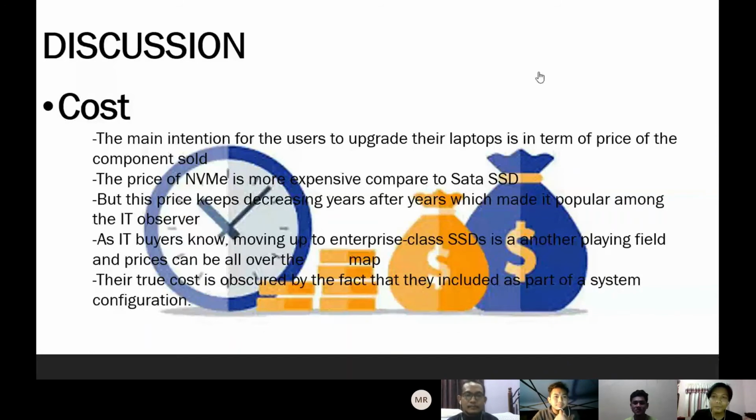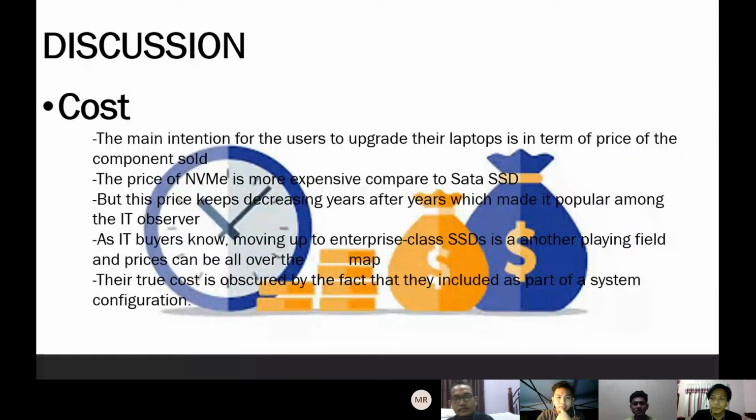For the discussion, the criteria that have been established for recommended changing components in order to improve the performance of the laptop or personal computer (PC) include cost, speed, performance, durability, capacity of the storage, and also energy efficiency. Firstly is cost.